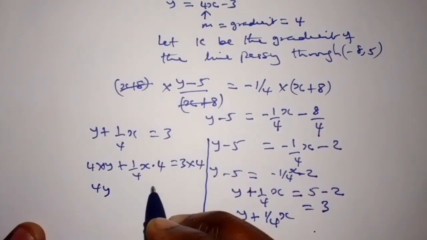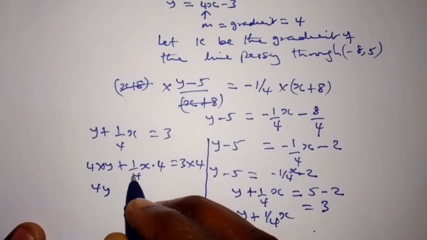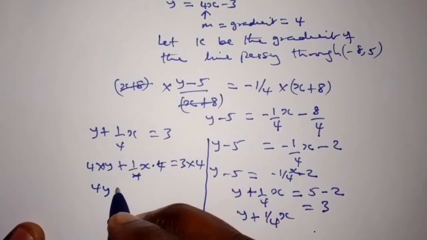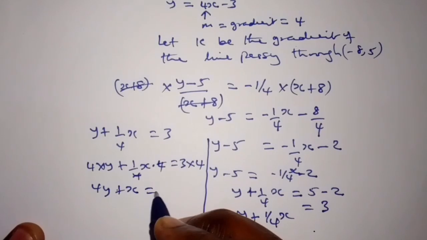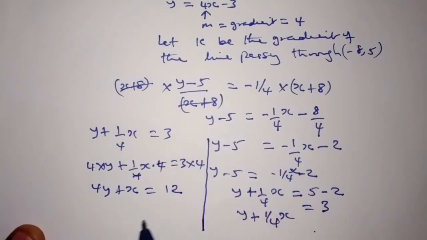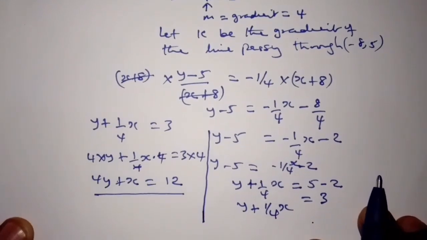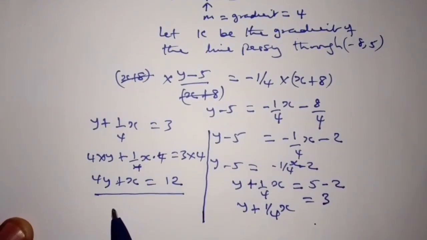4y plus x is equal to 12. So this is our equation of the other line. The equation of the required line is 4y plus x is equal to 12.